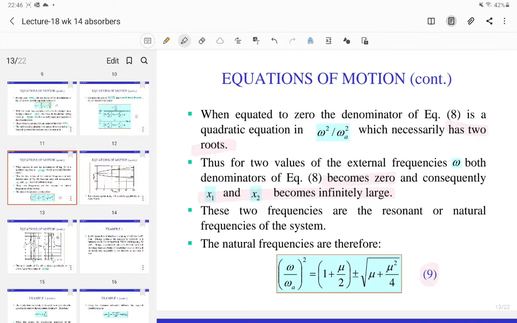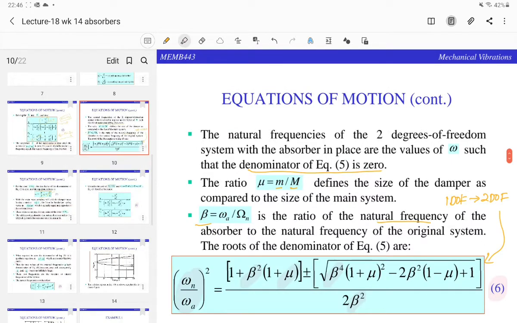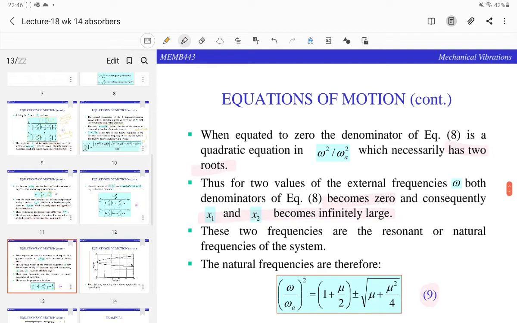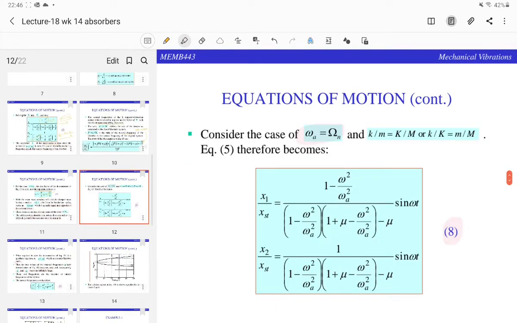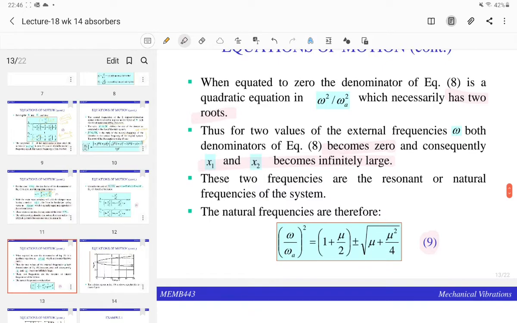In this case, you can see that it fulfills equation 9. In other words, this is the same equation, but now your beta equals 1 because your omega equals omega n, and you finally end up with equation 9. Okay, so this is at resonant.